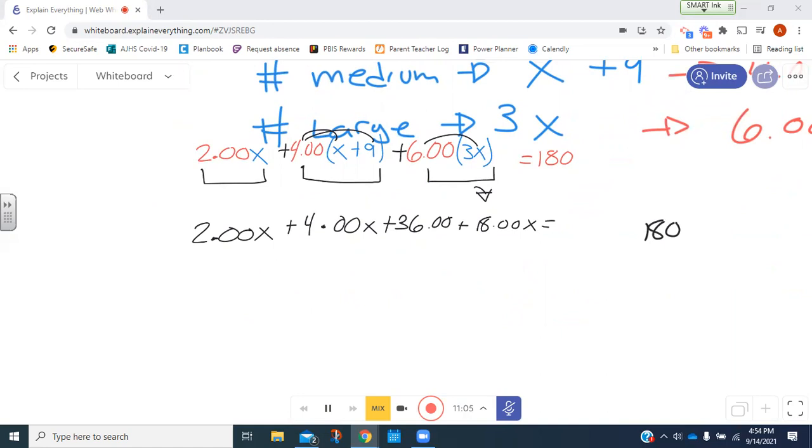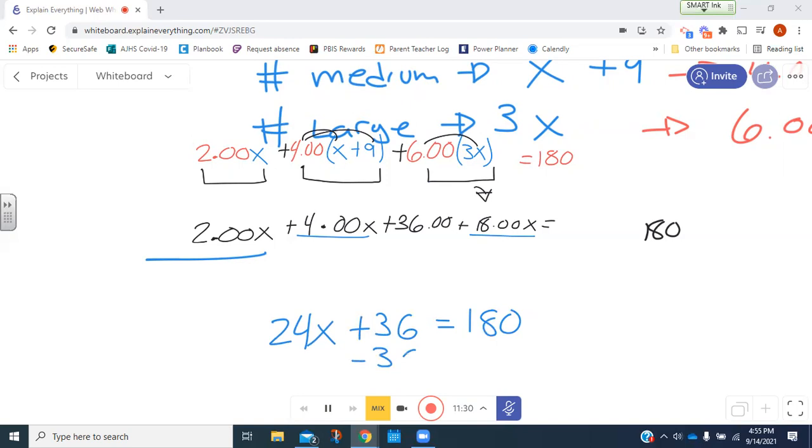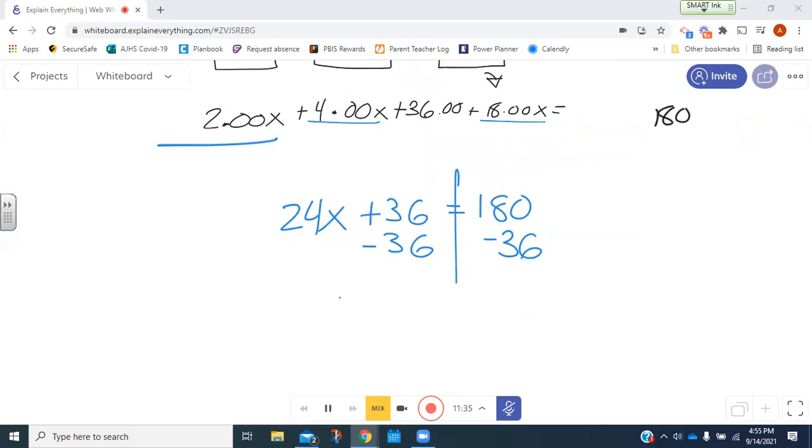Okay, well, let's go ahead and combine like terms. For our variables here, we have 2x, 4x, and 18x, right? 2x plus 18x is 20x, so plus 4 is 24x, plus 36 equals 180. Now we're going to subtract 36 from both sides, and we get 24x still on the left equals 144.